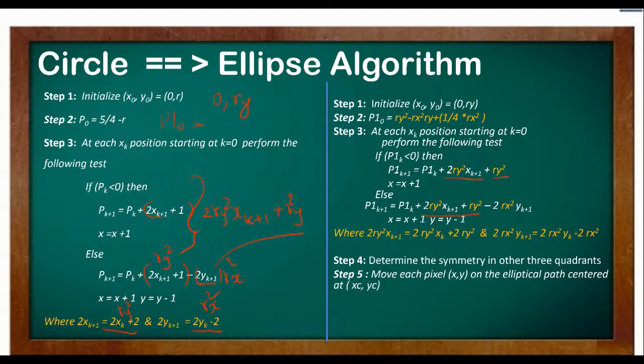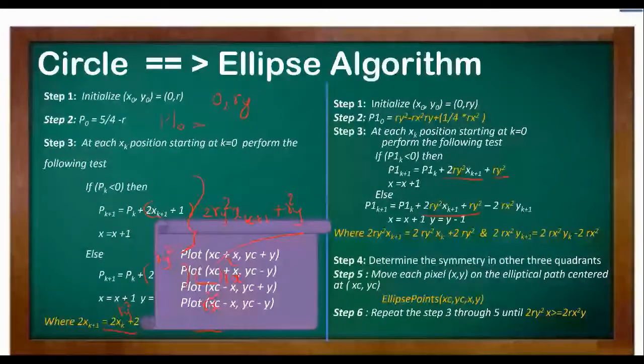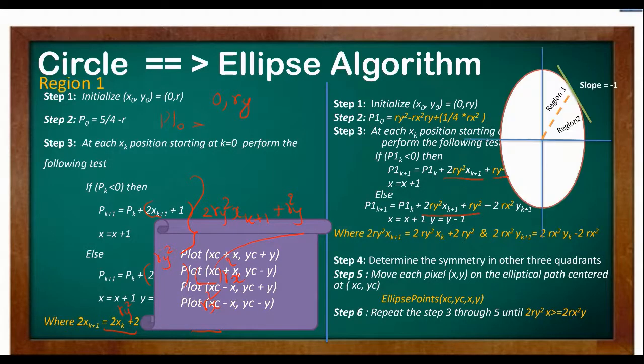Determine the symmetry in the other 3 quadrants and plot the ellipse points by using the symmetry principle, and repeat the step. So we have seen the condition when it moves from region 1 to region 2: 2 ry square x will become 2 rx square y. So until then, we repeat the steps as it is. Here we have learnt how to rewrite our circle algorithm into an ellipse algorithm for region 1. Now let us see how to do it for region 2.